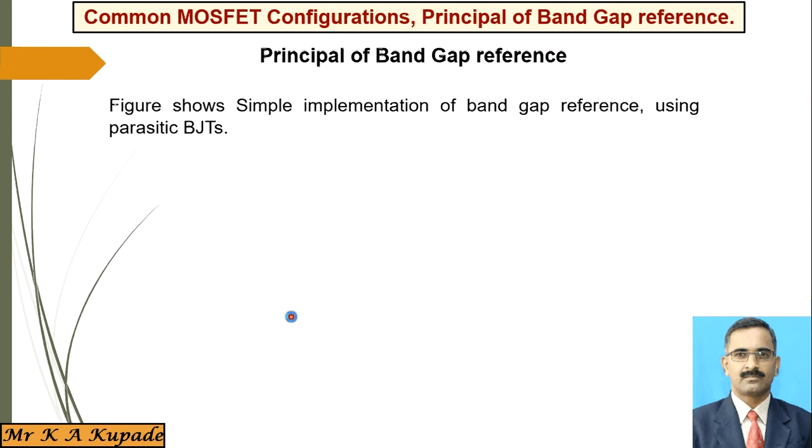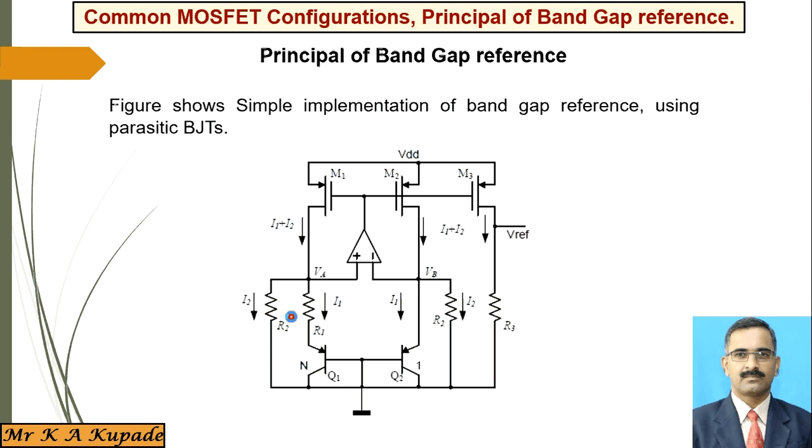Now see here, in this slide I am going to show one of the simple band gap references using the parasitic BJT. In this figure, it is considered that the MOSFETs, the op amps, and the transistors are all considered along with these particular resistors. Now see these particular points, point VA and point VB. These two points are important.